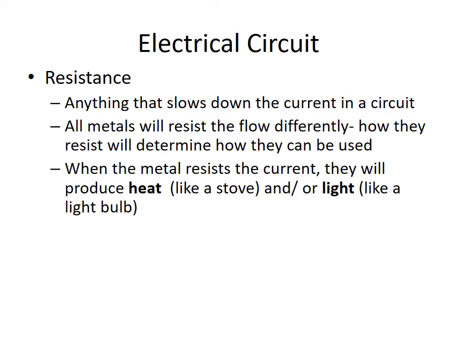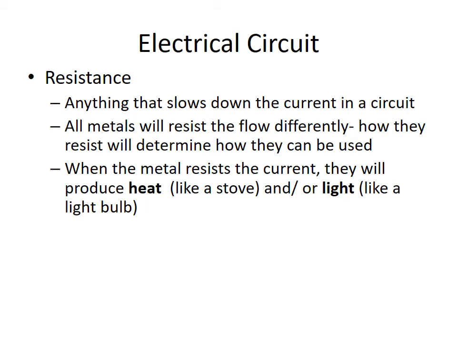Now, when a metal does resist current, it will produce heat. Think of a stove. When the current is flowing through your stove top, not all parts of it are going to get the same amount of hot. Where the metal is, it gets really hot, and we are then using that heat to cook. So metal resisting current is either going to produce heat or it's going to produce light, like a light bulb. The way a light bulb works is there's a wire inside the light bulb that when the current hits that, it lights it up. So some things are going to produce heat and light.